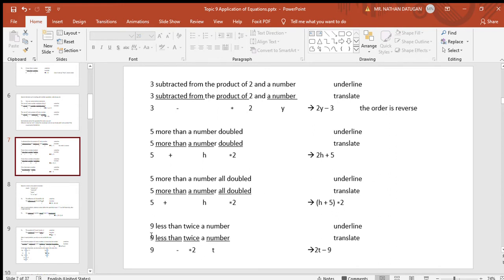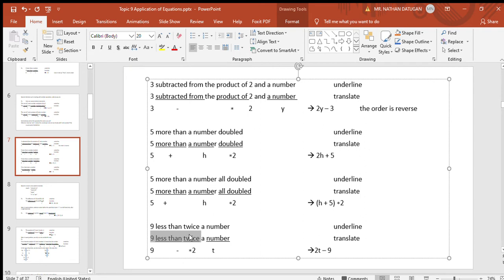First thing first, do the first half. 9 less than twice. Does that make sense? Can we subtract 9 from twice? No. So let's forget the first half first, and let's move on to the second part. Twice a number. What's twice a number? It's going to be 2t. So now we know that we're going to do 9 less than 2t. If you translate that, are we going to get 9 minus 2t? Nope, it's going to be 2t minus 9.